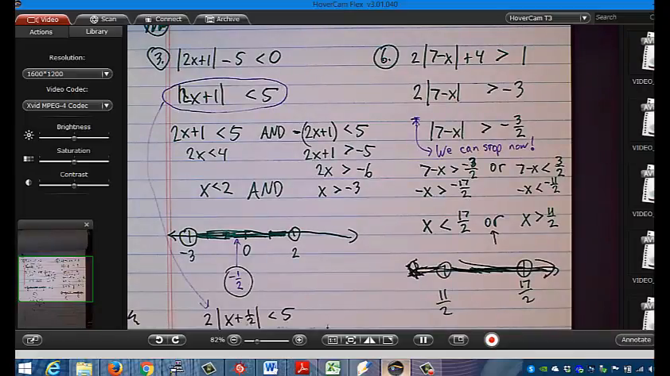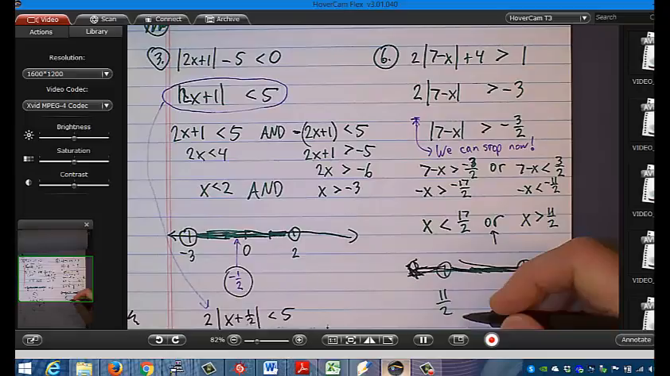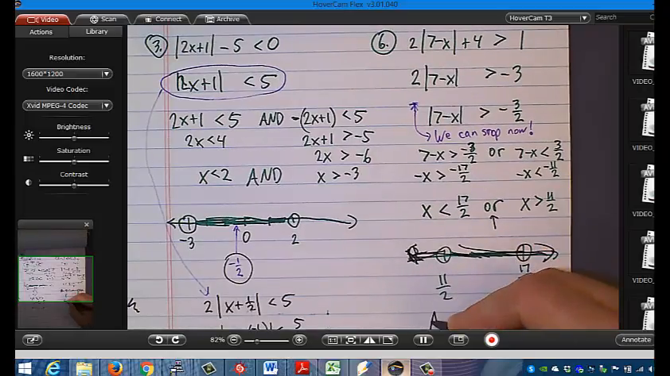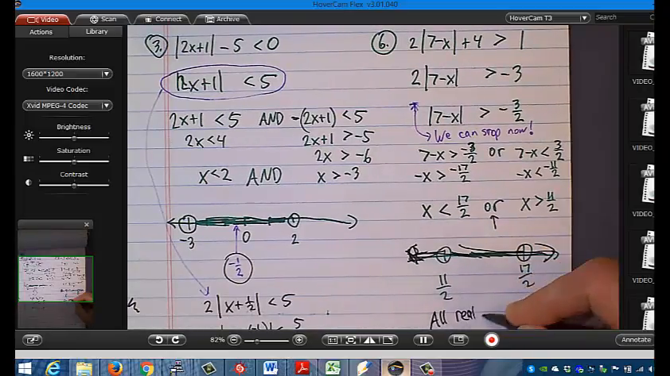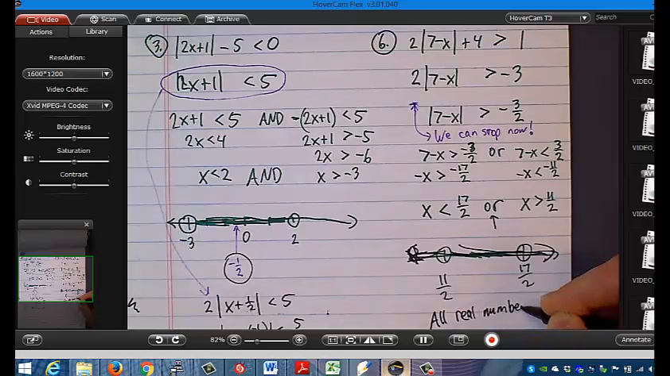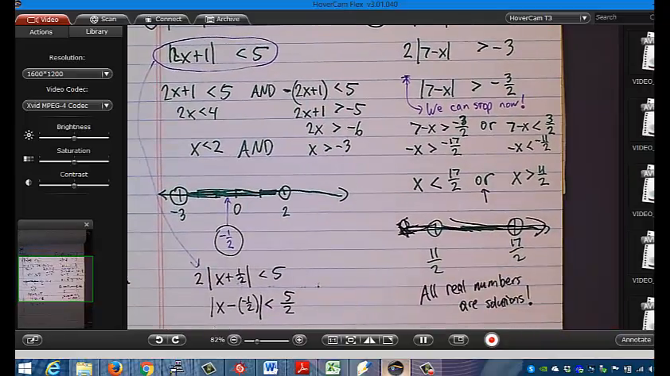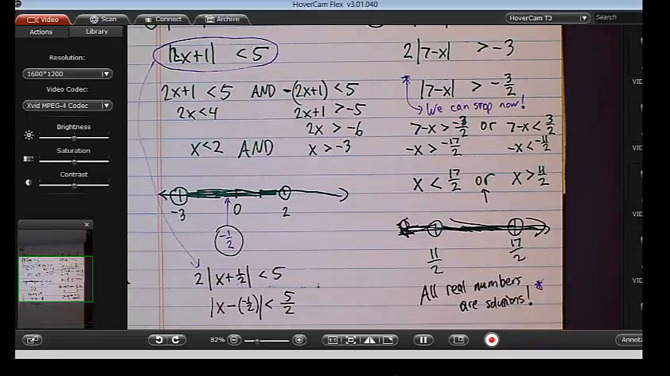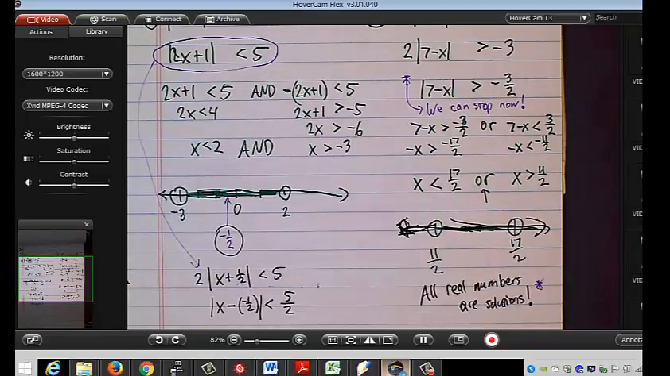In other words, I would say all real numbers are solutions. All real numbers are solutions. And I'm going to put my little asterisk here, because I think, as soon as my screen comes back, if we go back to here, we could have figured that out.